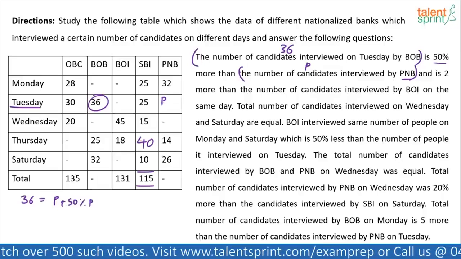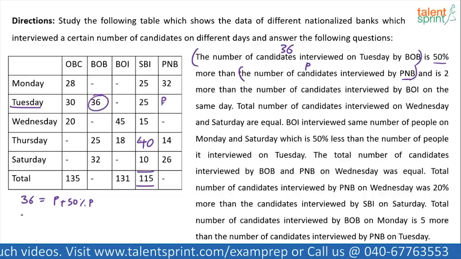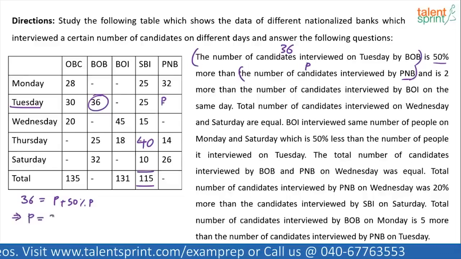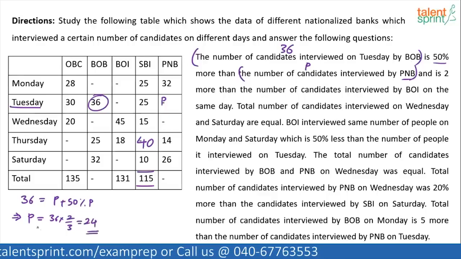So P plus 50% of P, which is 1.5 P, or 3 by 2 P. So basically P comes out to be 36 into 2 by 3. I'm sure you'll do the simplification yourself. 24 will be the value. P should be equal to 24.